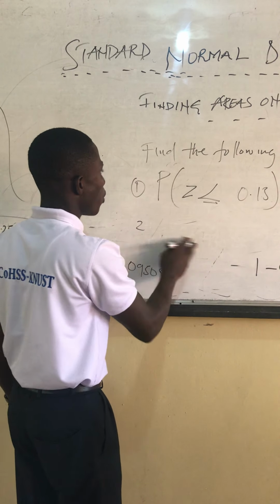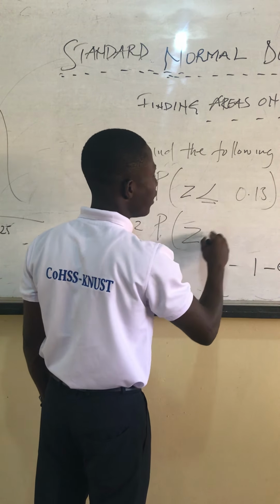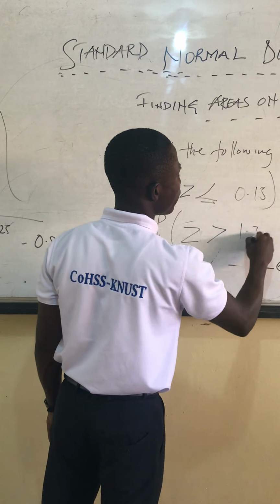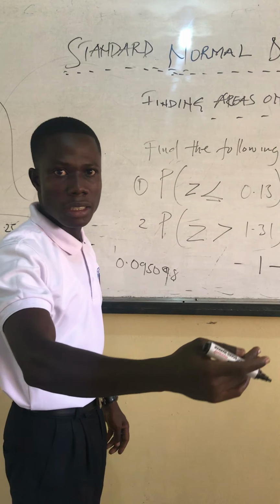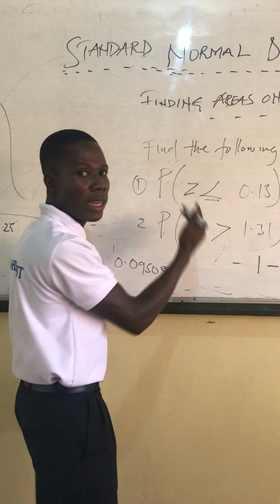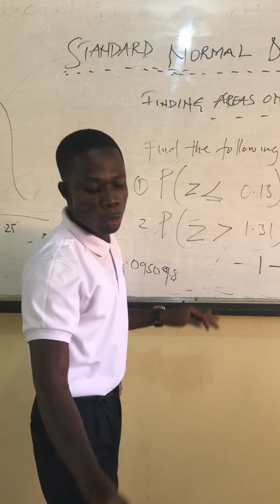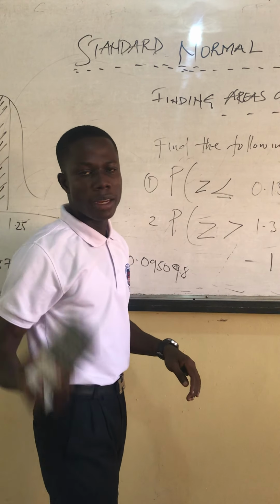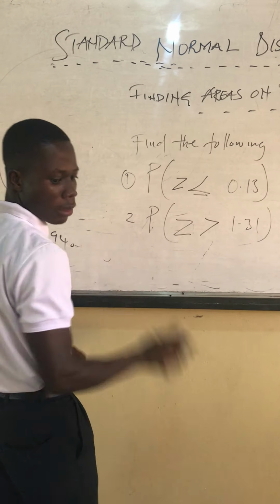Second example, maybe P bracket Z greater than 1.31. This one, greater than, means on the right of Z. So the less than is on the left of Z, and this one is on the right of Z. And you just use your table or the calculator, then you find it. That's all.